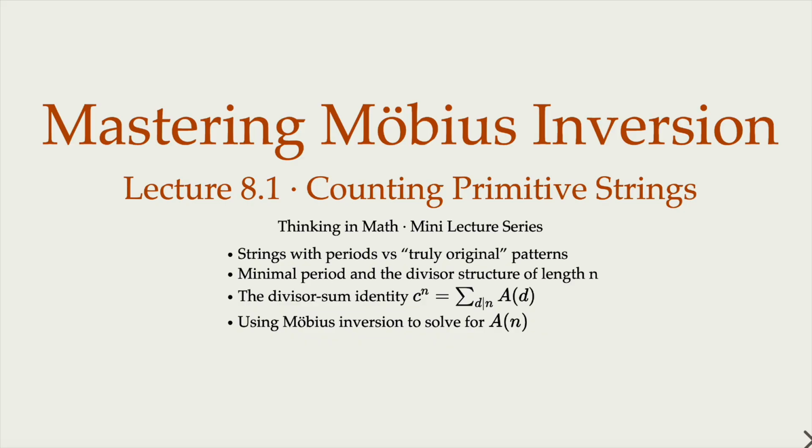And we'll ask a very natural question: which strings are truly primitive, and which ones are just repeats of a shorter pattern? Now, the key idea is that every string of length n has a minimum period d that divides n. This gives us a clean divisor-sum identity, and then we use Möbius inversion to isolate the primitive counts A of n. This is the quantity we're interested in finding.